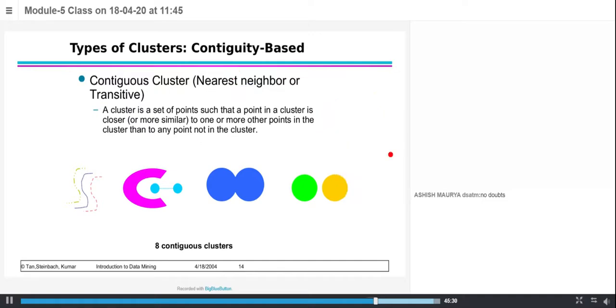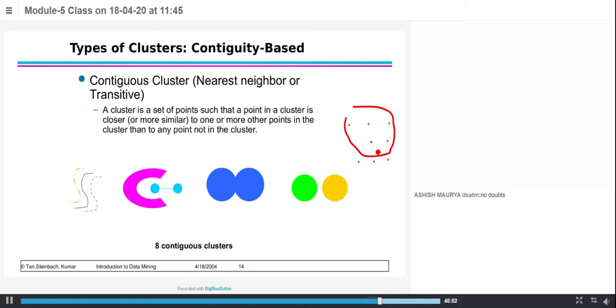So whenever I say nearest neighbor, you can easily say the nearest neighbors of this point are this one, this one, this one, this one, and this one, but not this one and this one. It means that this point is closer to one or more objects which have less distance or similar characteristics. So this point exactly belongs to a particular cluster.